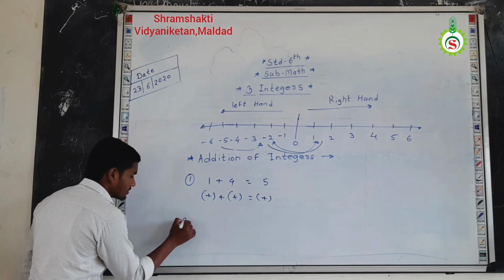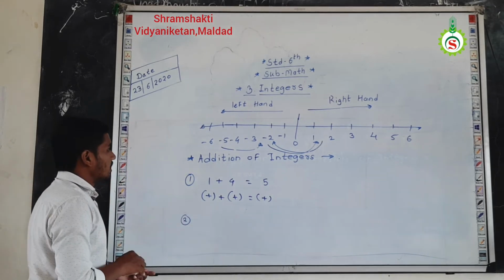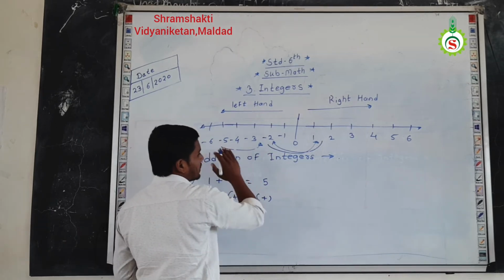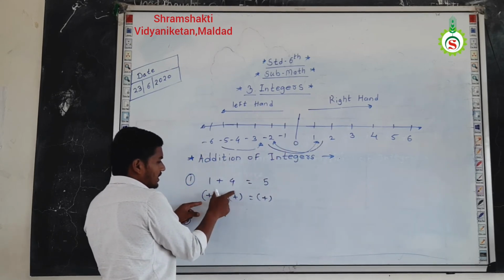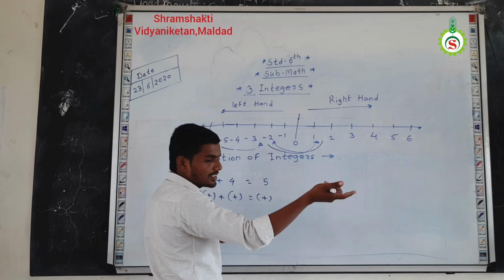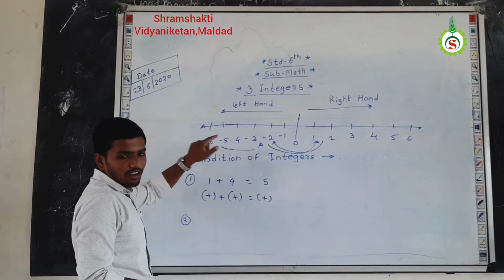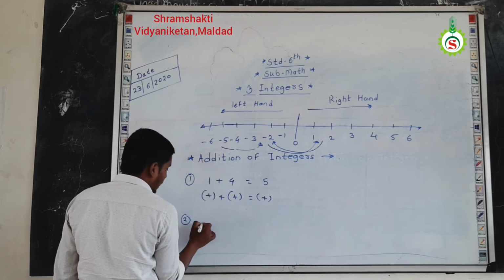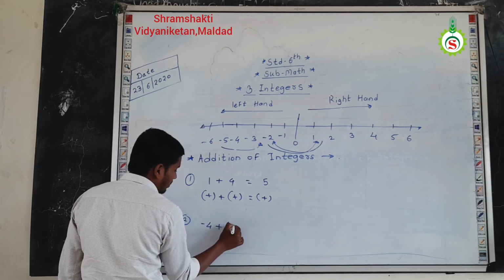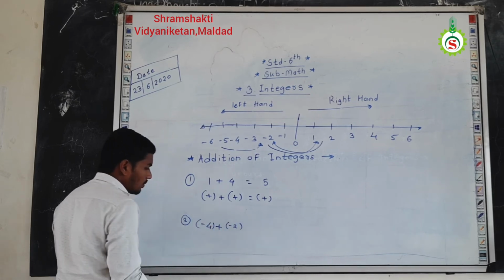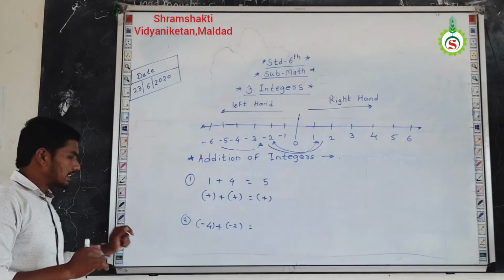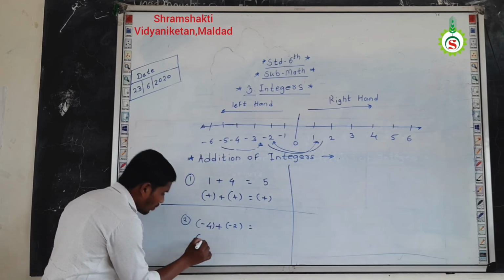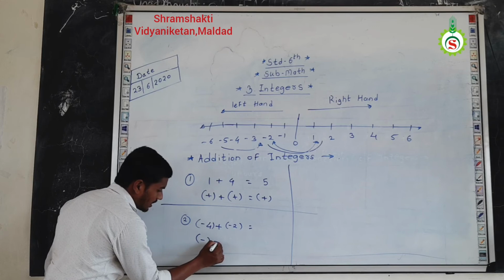Okay. Now next example I will take. Now I will take both numbers from the negative region, or from the left hand side. In the first example I took the addition of numbers which are on the right hand side. Now I will take the addition of numbers which are on the left hand side, because we are doing the addition of integers. So from the left hand side I will take minus 4 plus minus 2. Okay. Now I have to do addition. Now students, see carefully how I will do the addition. So that 4 has which sign? Minus sign.